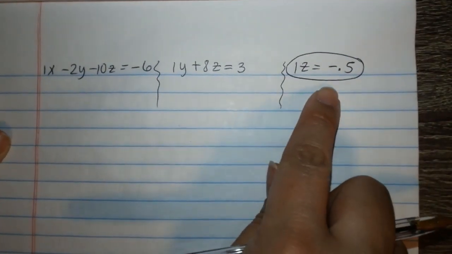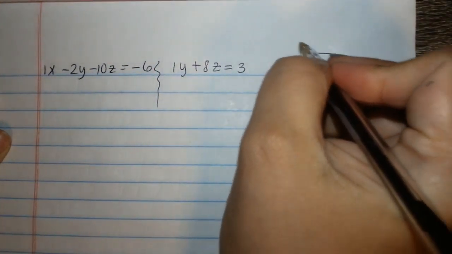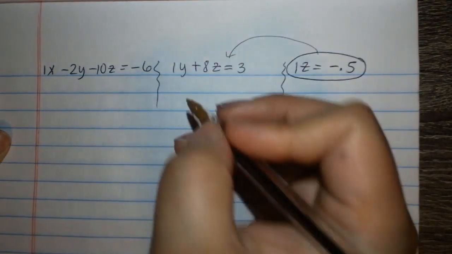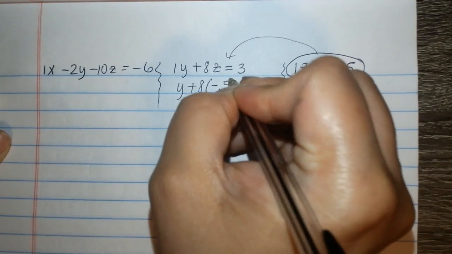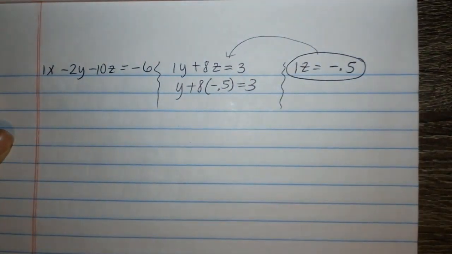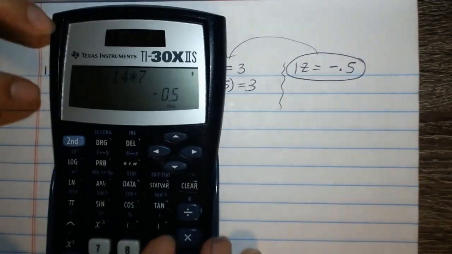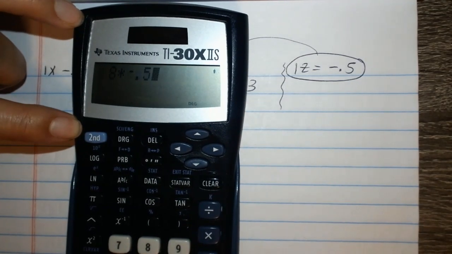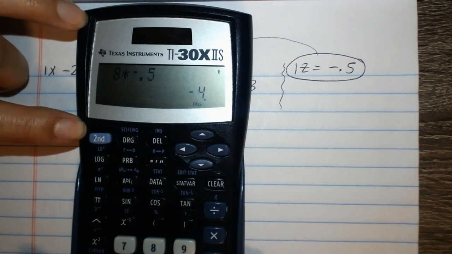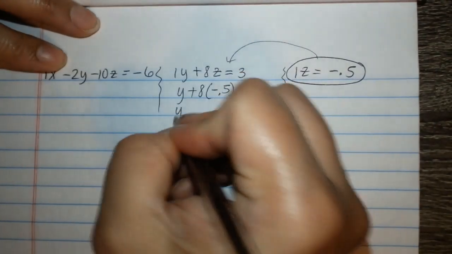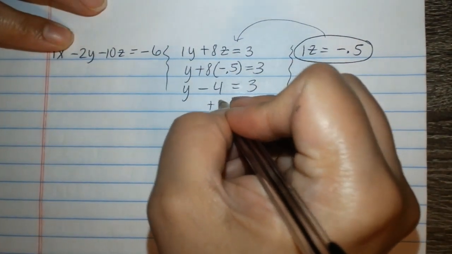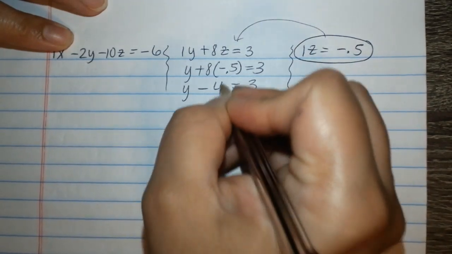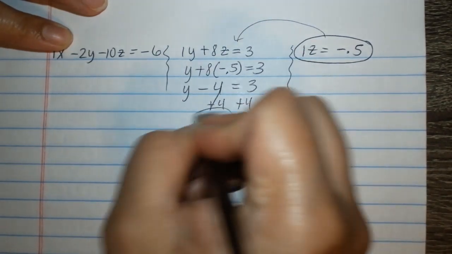From here, this is already solved. I'm done. But you're going to use this and plug it in here. y plus 8 times a negative 0.5 equals 3. What is 8 times a negative 0.5? It's a negative 4. So y minus 4 equals 3. Add 4, and I have y is 7.